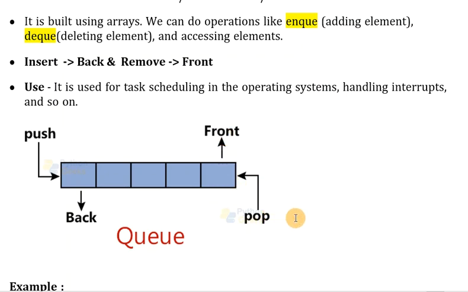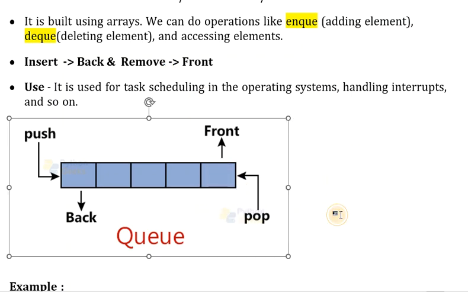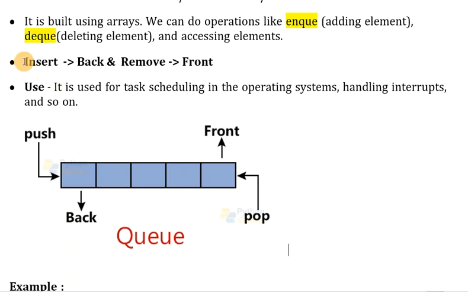So here you can see to add the element and to remove the element, we have different places. Insert takes place at the back node and remove takes place at the front node. And what is the use of this queue? It is used for scheduling in the operating system, handling interrupts and so on. It is used for scheduling tasks.